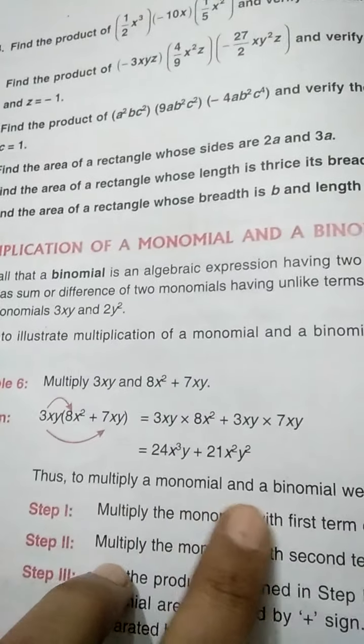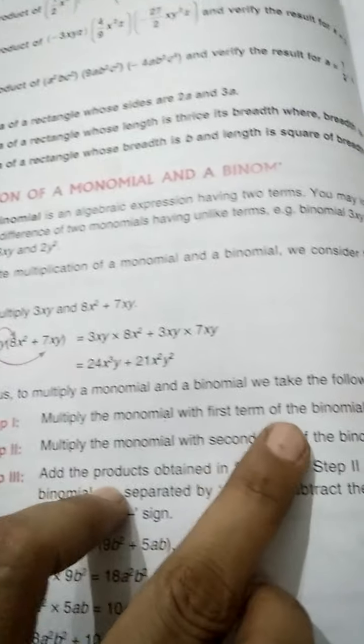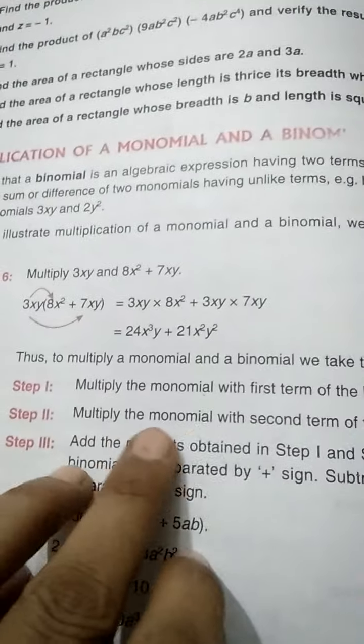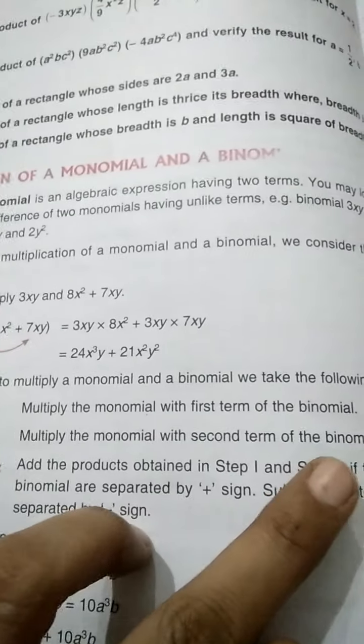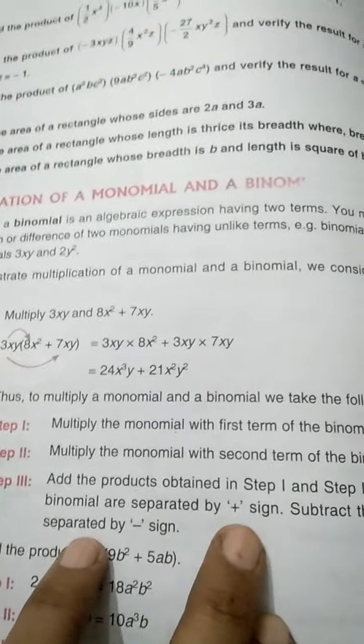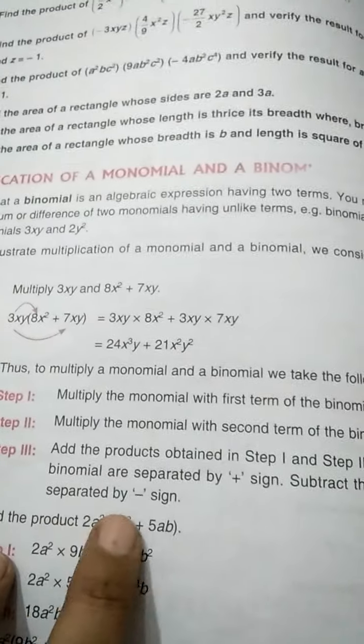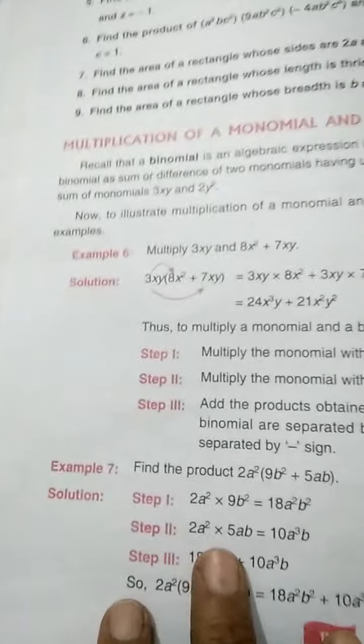Thus, to multiply a monomial and a binomial, we take the following steps. Multiply the monomial with the first term of the binomial, then multiply the monomial with the second term of the binomial, then add the products obtained in step 1 and step 2 if the terms of the binomial are separated by plus sign. Subtract the terms if they are separated by minus sign.